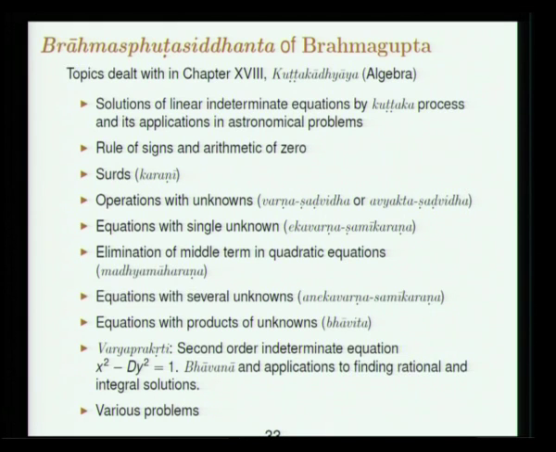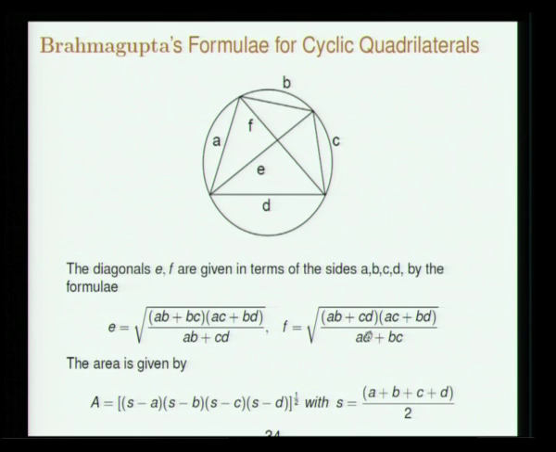In Brahmagupta, you will for the first time find the arithmetic of negative quantities, calculations with 0, and then detailed treatment of equations, and even introduction of complicated equations known as the Varga Prakriti, which became a very important equation in the Indian mathematical tradition.